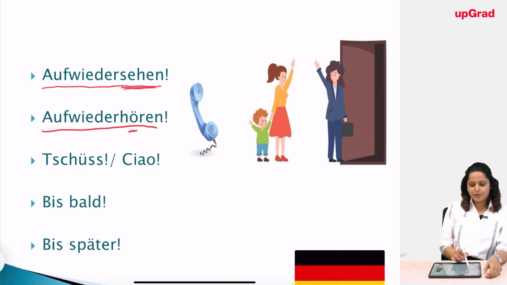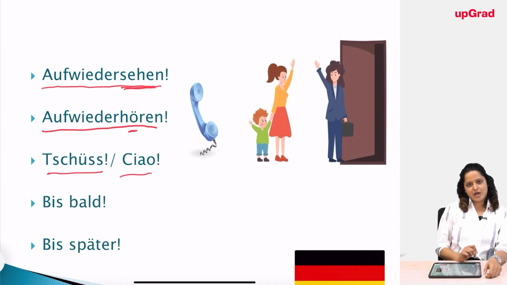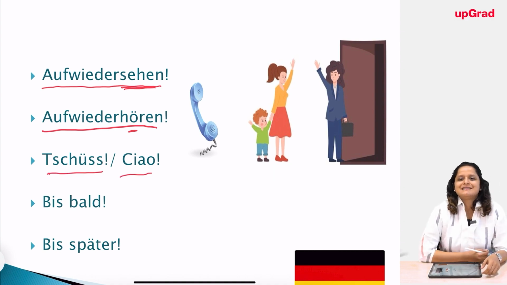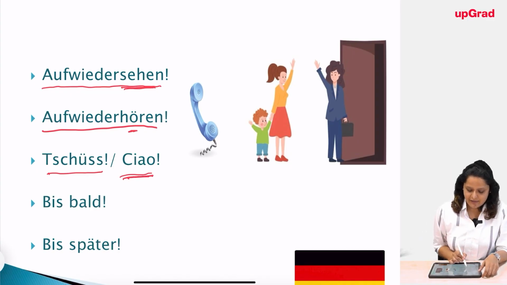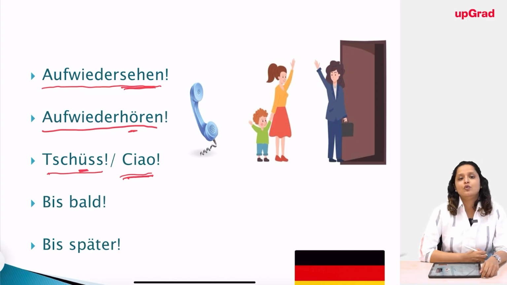Then another way of going about saying goodbye is either saying tschüss or saying ciao. So tschüss and ciao are slightly informal. Let's say amongst friends or with family, you can use these words. Ciao more so is like a slang. So this is something which is very popular in Germany. People end conversations mostly with ciao. Okay. Again, the one thing to mark here is the U umlaut, which is the sound of U. So the pronunciation is tschüss. So tschüss or ciao. You can use either one.